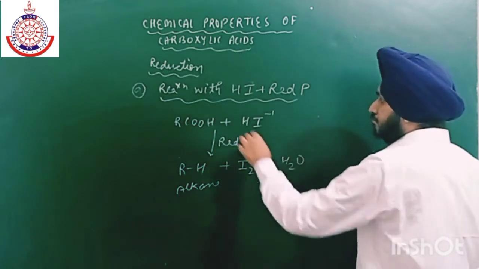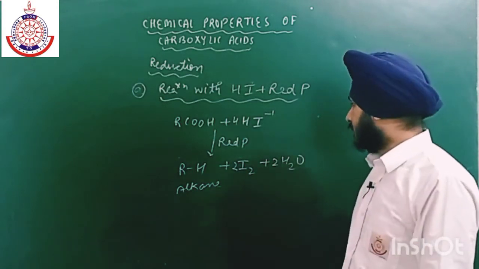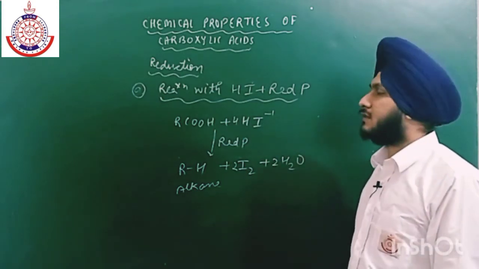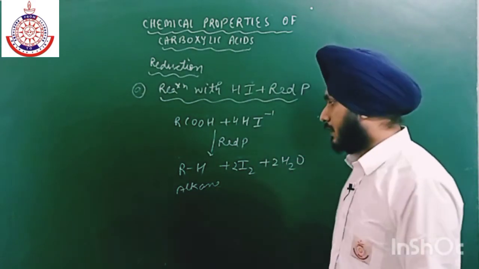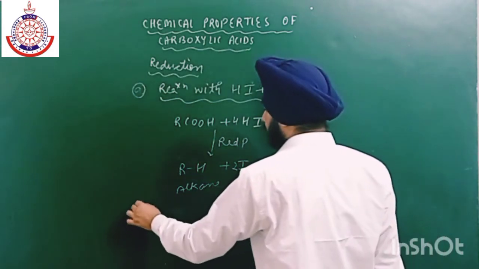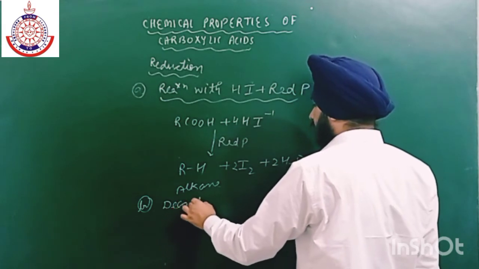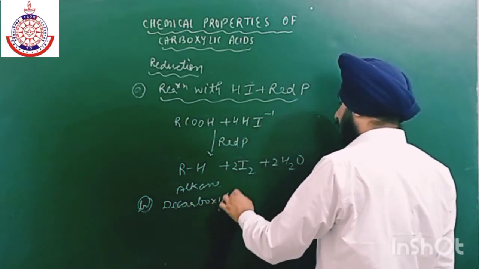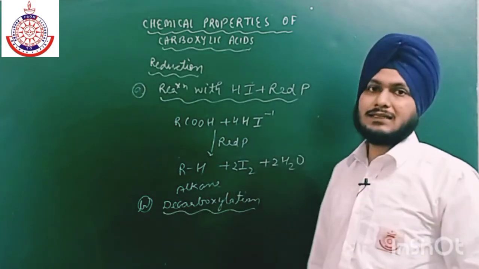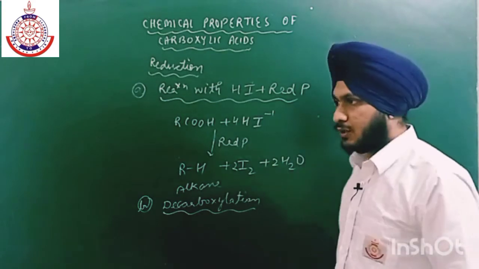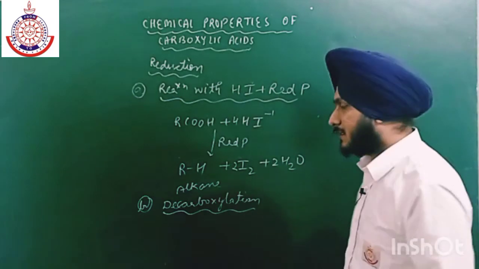Now we have to balance the reaction. Now the reaction is balanced. So this is the first reaction in which carboxylic acid gets reduced to alkanes. There are some other reactions also, that is decarboxylation. This is a very important reaction, and decarboxylation takes place with the help of a reagent known as soda lime. Soda means our NaOH and lime means calcium oxide.